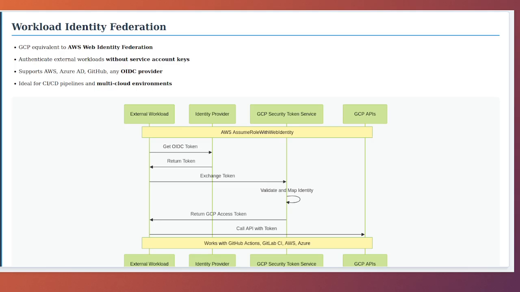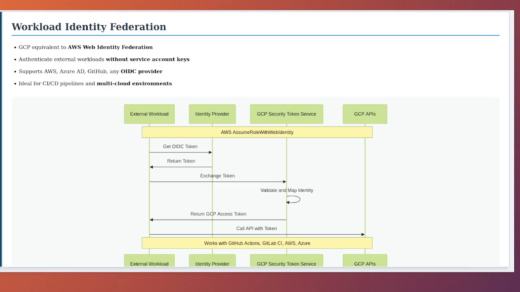Google Cloud Platform Workload Identity Federation uses a similar model but with different terminology. You create a workload identity pool, which is a container for external identities. Within the pool, you create providers that represent the external identity systems, for example, AWS, Azure AD, GitHub, or any OIDC-compliant provider. You then grant IAM roles to identities from these providers.